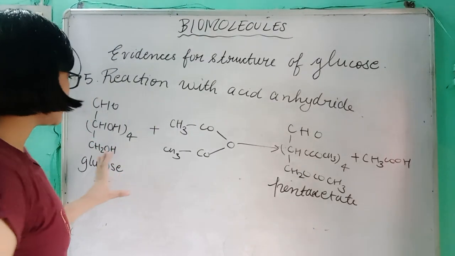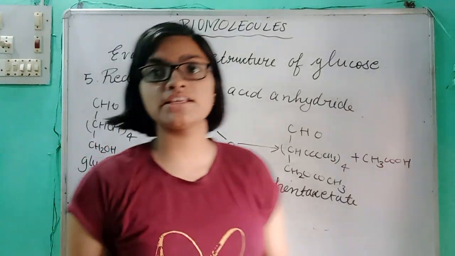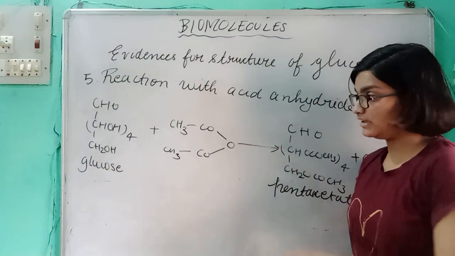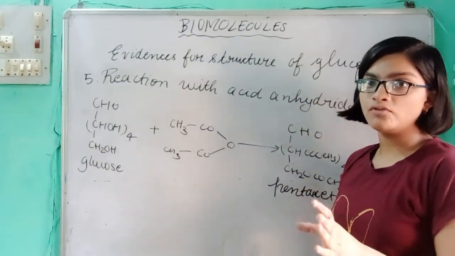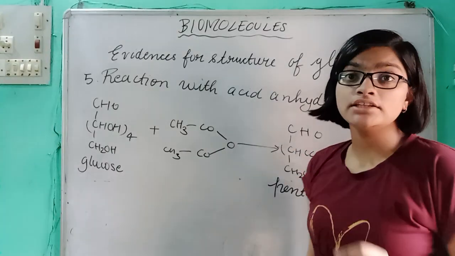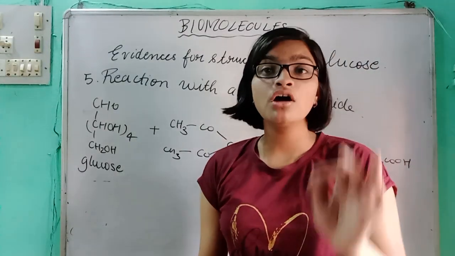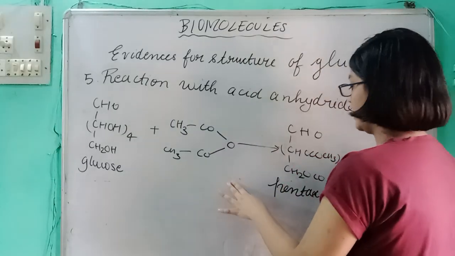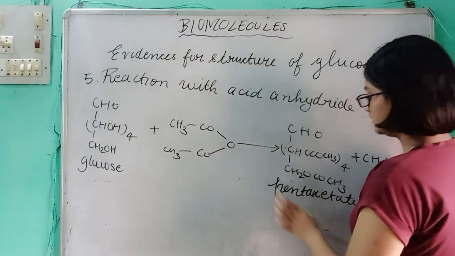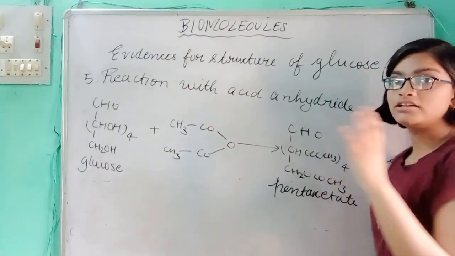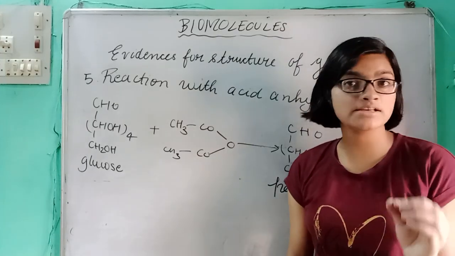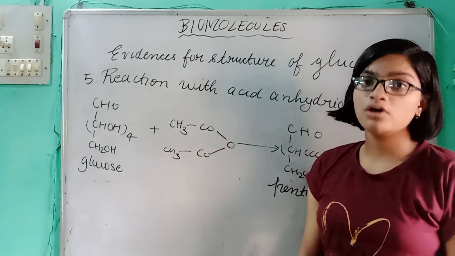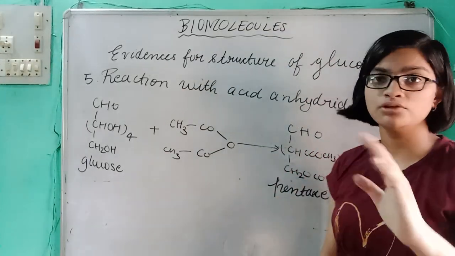This reaction proves that there is a presence of 5 alcoholic groups in the structure of glucose. However, it is not specified whether it is primary alcoholic group or secondary alcoholic group. So when glucose reacts with acid anhydride, then pentacetate is formed, and this reaction proves that there is a presence of 5 alcoholic groups in the structure of glucose.